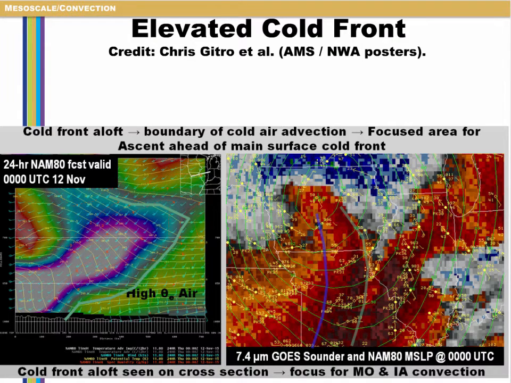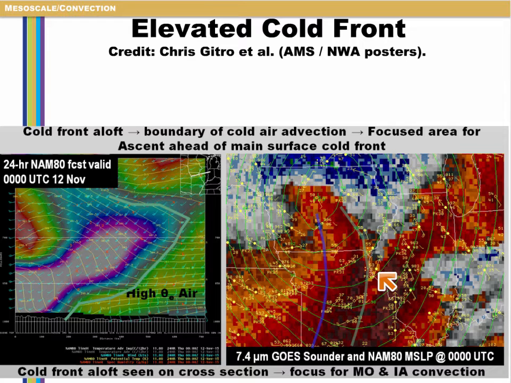In this case, from November 2015, a cold front aloft is identified in the model cross-section as the leading edge of cold advection at mid-levels, coincident with the region where the weighting function peaks for the GOES sounder 7.4 micron band. Once the location of the elevated cold front is confirmed, it can be tracked with the GOES sounder 7.4 micron imagery.